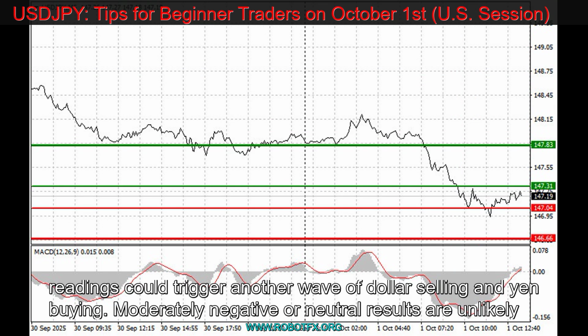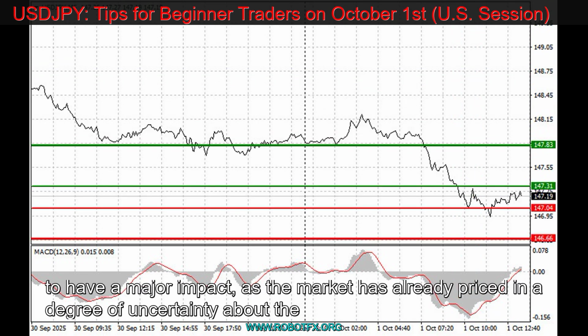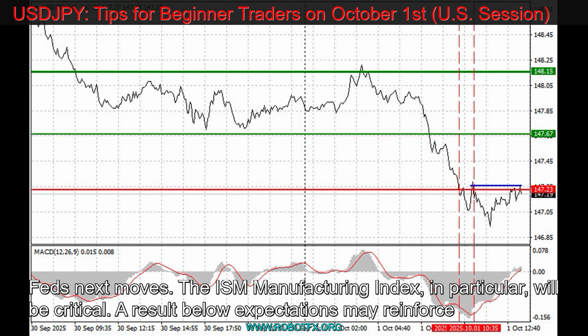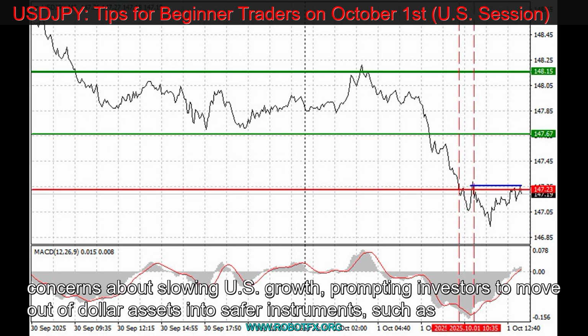Moderately negative or neutral results are unlikely to have a major impact, as the market has already priced in a degree of uncertainty about the Fed's next moves. The ISM manufacturing index, in particular, will be critical. A result below expectations may reinforce concerns about slowing US growth, prompting investors to move out of dollar assets into safer instruments, such as the yen, which traditionally gains demand during periods of instability. Conversely, strong US data will support the dollar and likely push USDJPY upward.